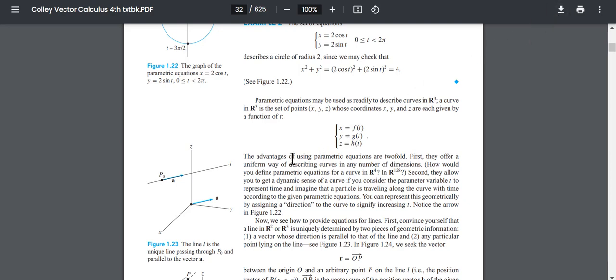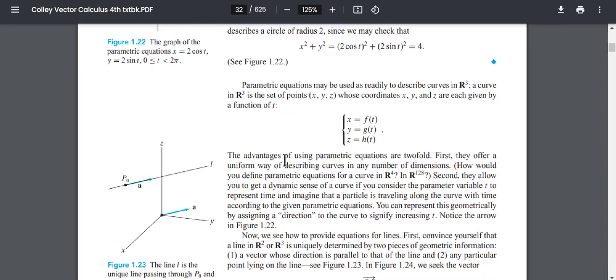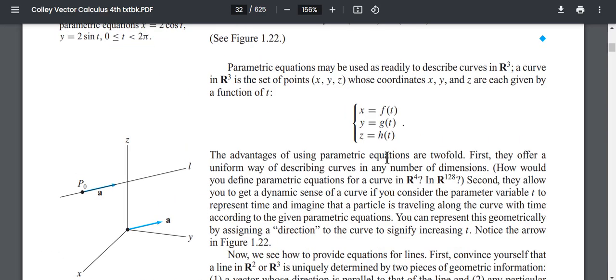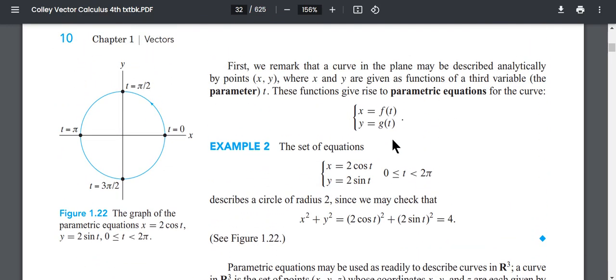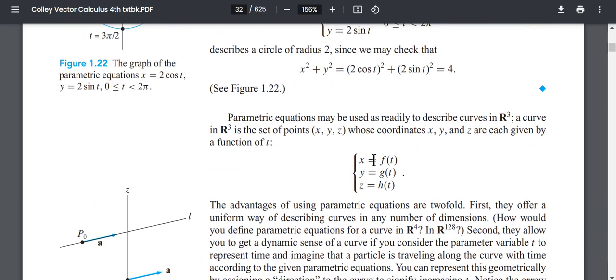Okay, so she says the advantages of using parametric equations are twofold. First, they offer a uniform way of describing curves in any number of dimensions. So we saw that it was very easy to go from 2 dimensions to 3 dimensions, and of course we could go to 4 dimensions. We just need one more equation here, or however many dimensions we want. Okay, so that's one advantage.